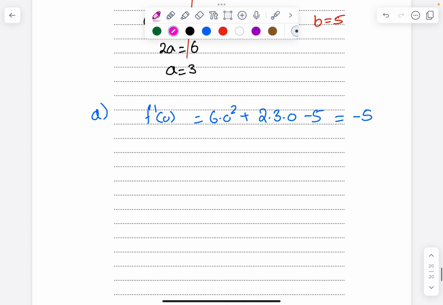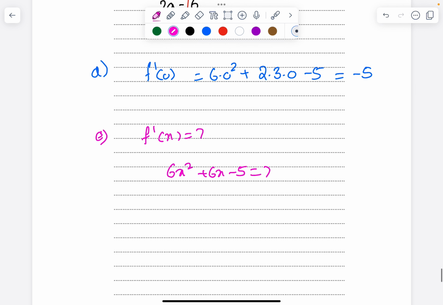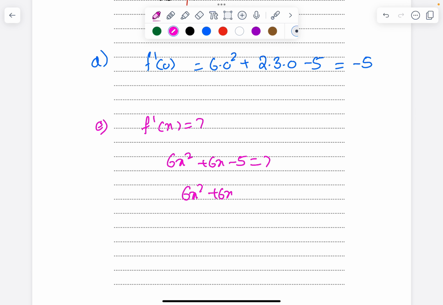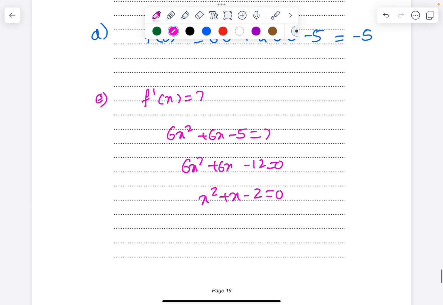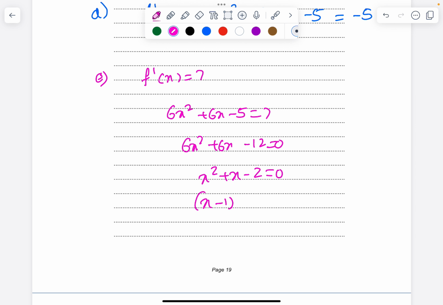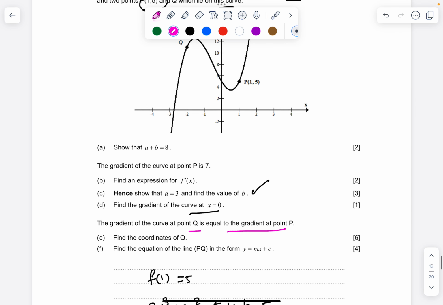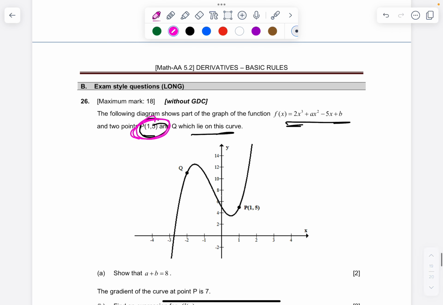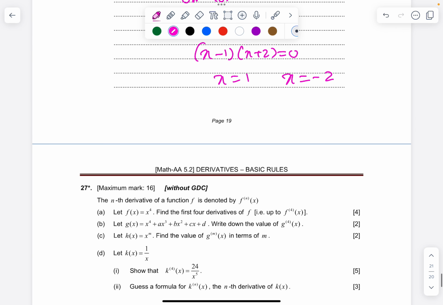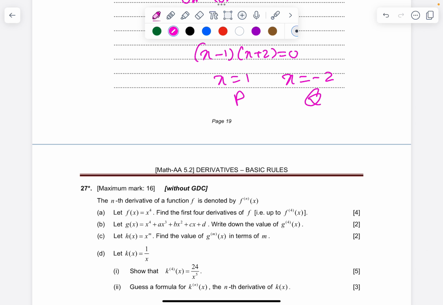So f prime x should be equal to 7. So 6x squared plus 6x minus 5 should be equal to 7. So 6x squared plus 6x minus 12 equals 0. So x squared plus x minus 2 should be equal to 0. So it becomes x minus 1 times x plus 2 equals 0. x equals 1, x equals negative 2. At 1 it is already P, so Q should be this one. This one is P. So this is negative 2.